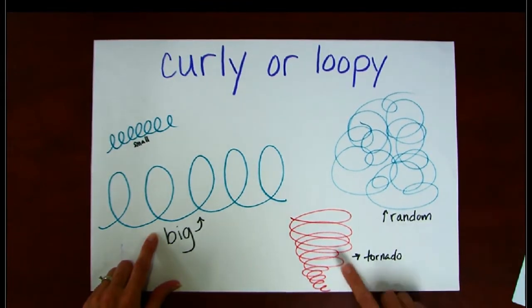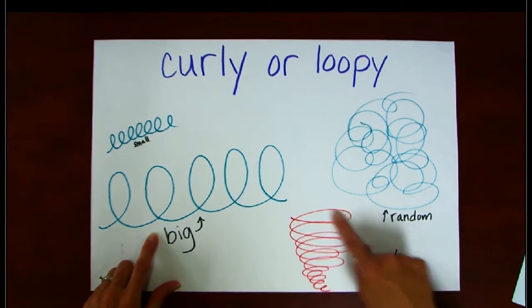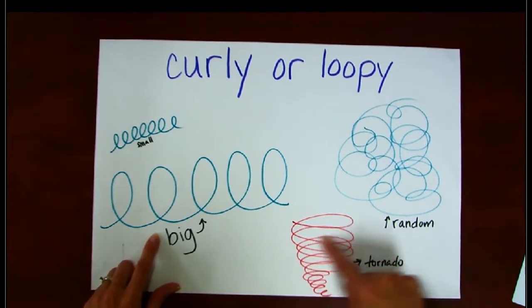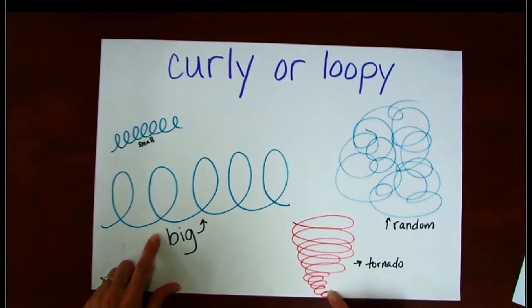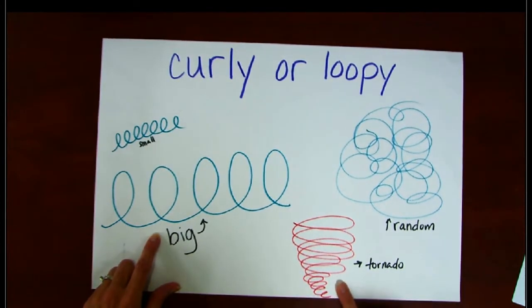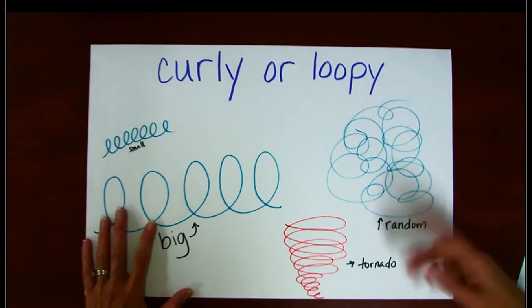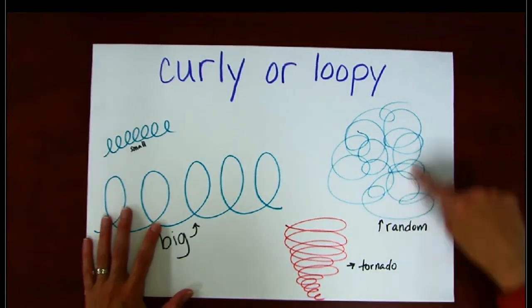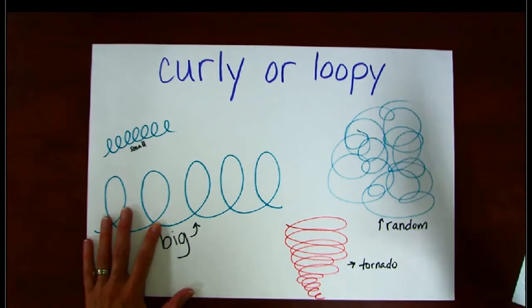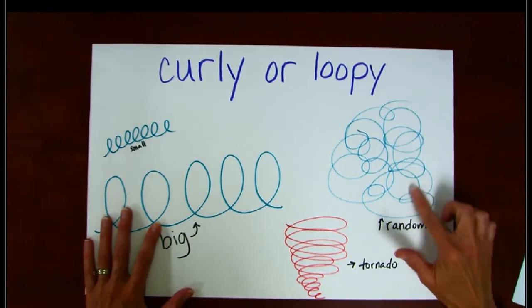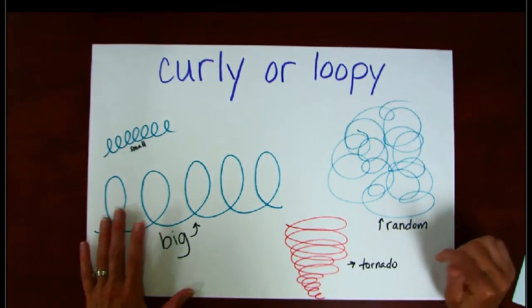A tornado, I love it because you can make your loops really, really big, and then you can go really small, and that will help make something that looks like a tornado. You can also do a squiggle line, just all random curls all together. Looks like a mess, but it actually turns out to be quite lovely, I think. So this is the curly or loopy line.